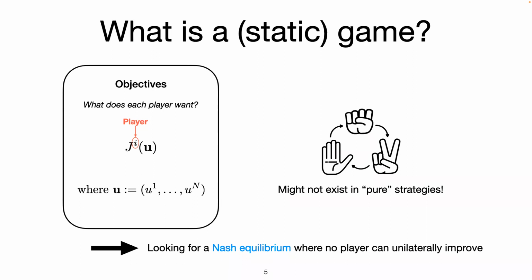And each player has a particular idea of what they think of that outcome. So I'm expressing that here as just some function j.